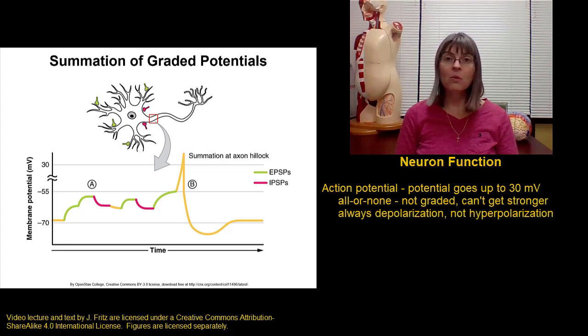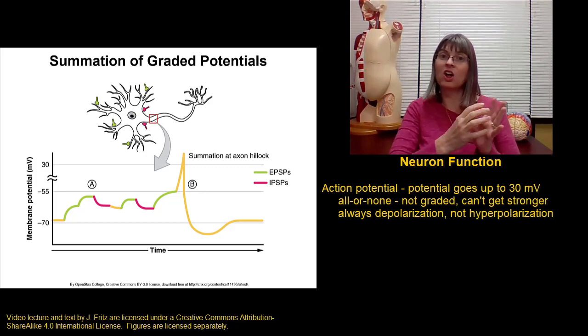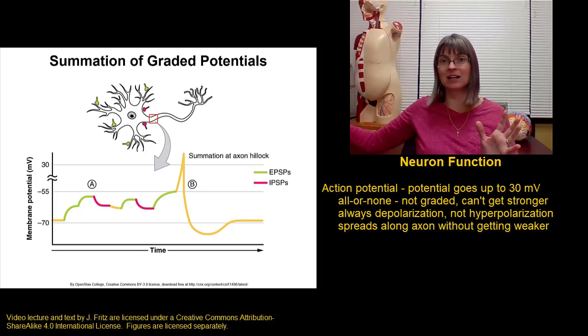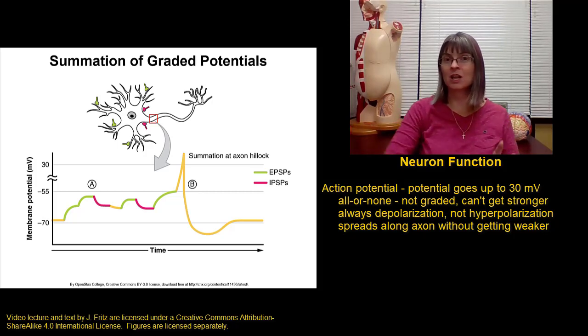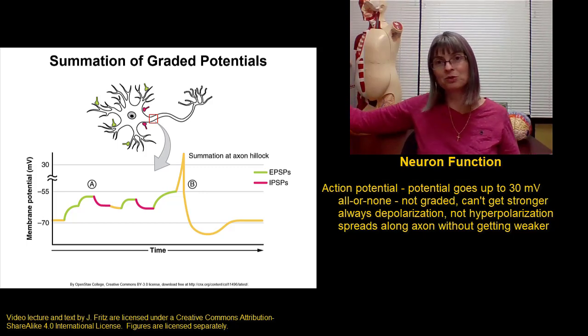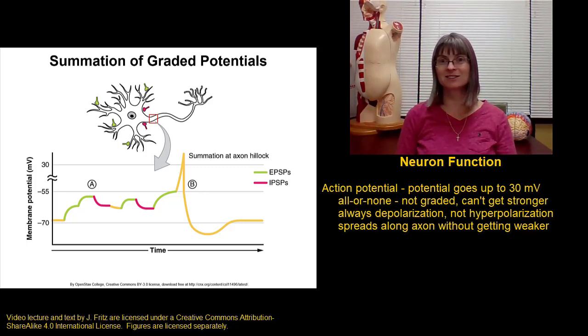Action potentials are always a depolarization, and action potentials spread along the axon. This is what's actually going to carry the signal to the next cell. When we trigger an action potential, a big depolarization that spreads along the axon, it will trigger the release of the signal to the next cell.